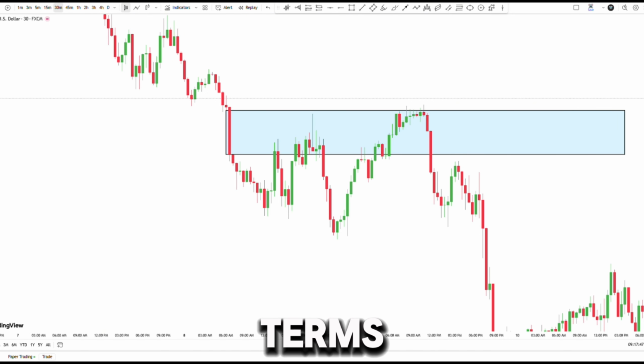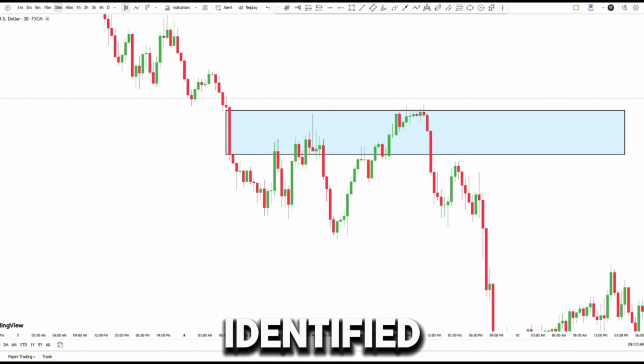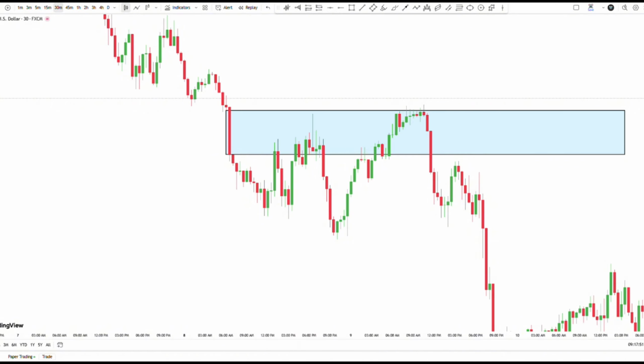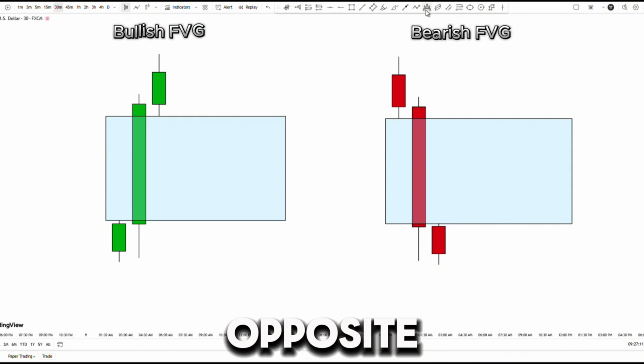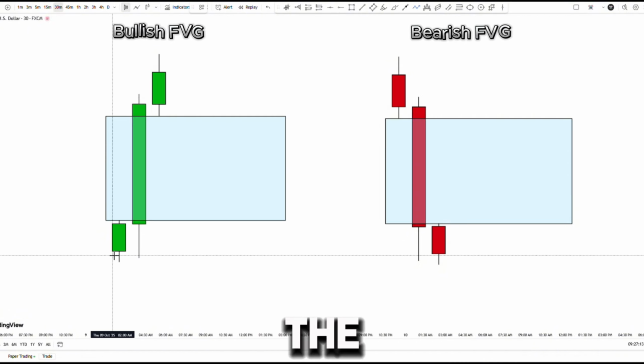In technical terms, an FVG is typically identified in a three-candle formation. For a bullish FVG, look at three consecutive candles where the high of the first candle is below the low of the third candle, creating a gap in between. The middle candle is usually a strong impulsive move. The gap boundaries are the high of the first candle, the upper limit, and the low of the third, the lower limit. For bearish FVGs, it's the opposite: the low of the first is above the high of the third.